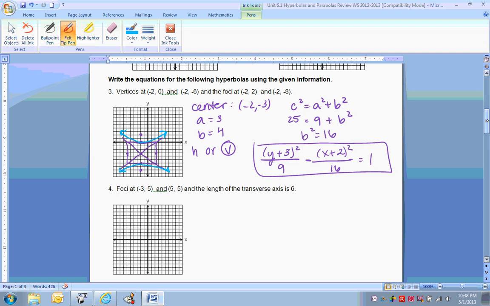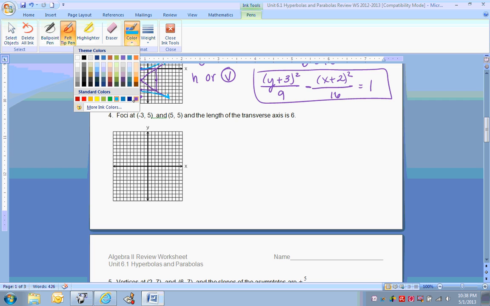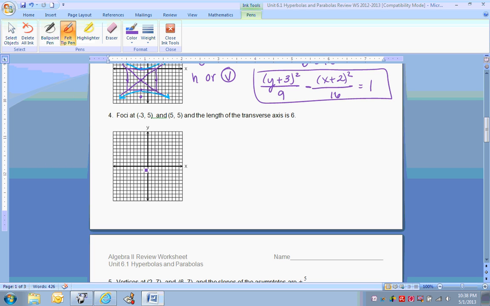Okay, moving on to problem 4. Now, on this one, they give us our foci at -3, 5 and at 5, 5.